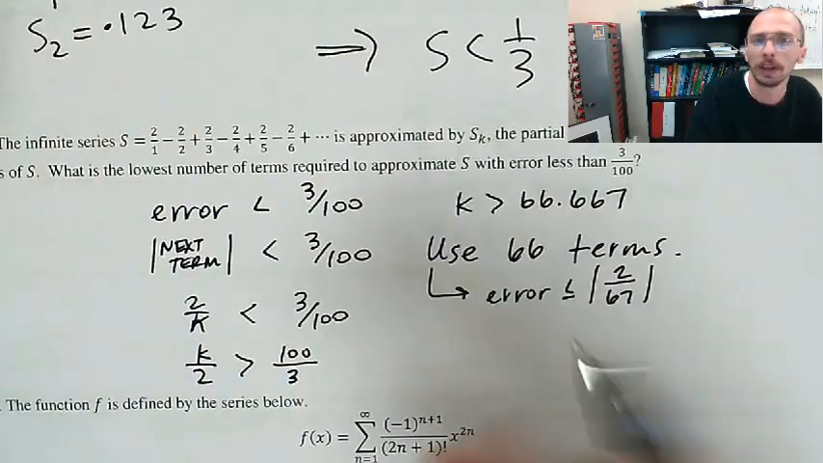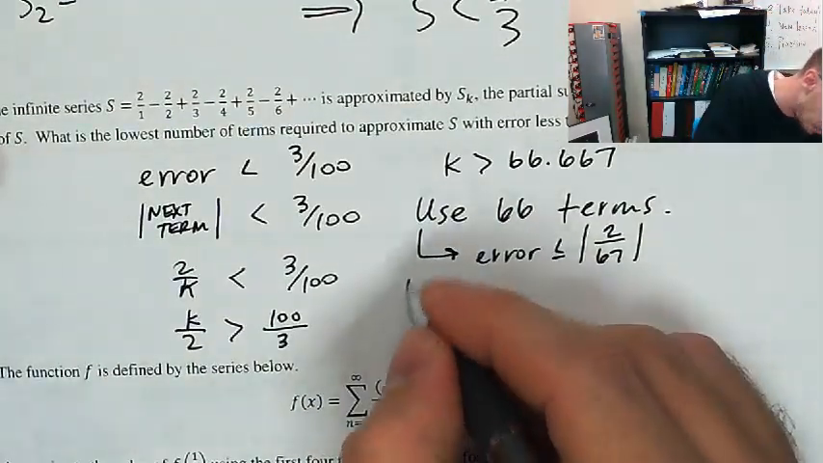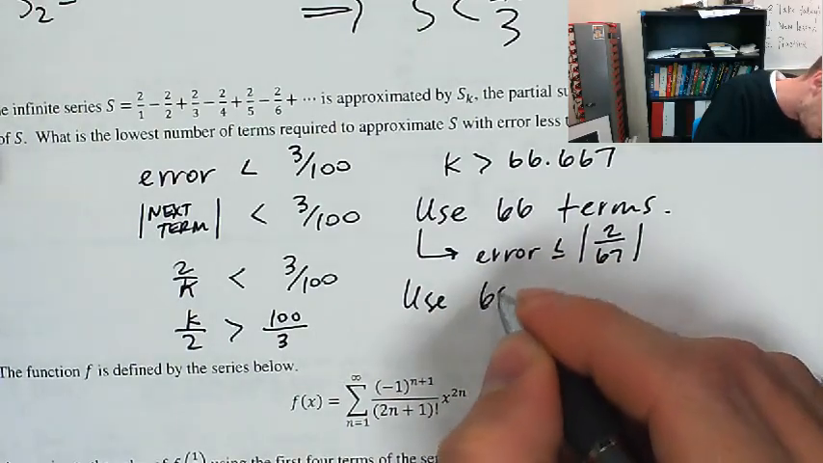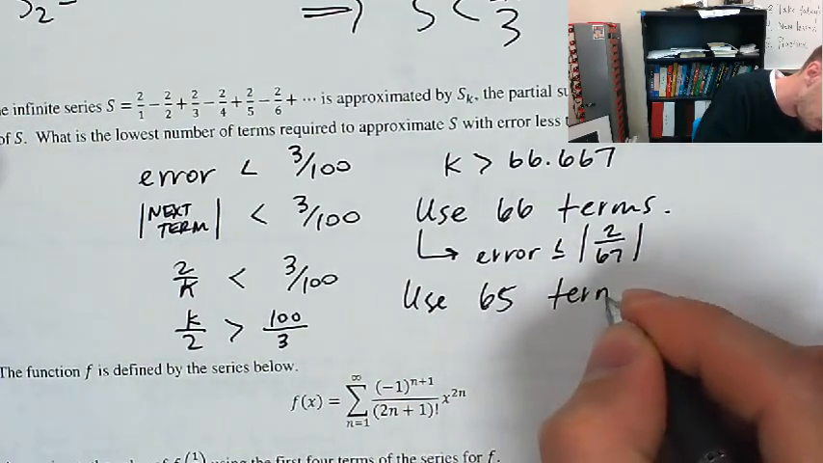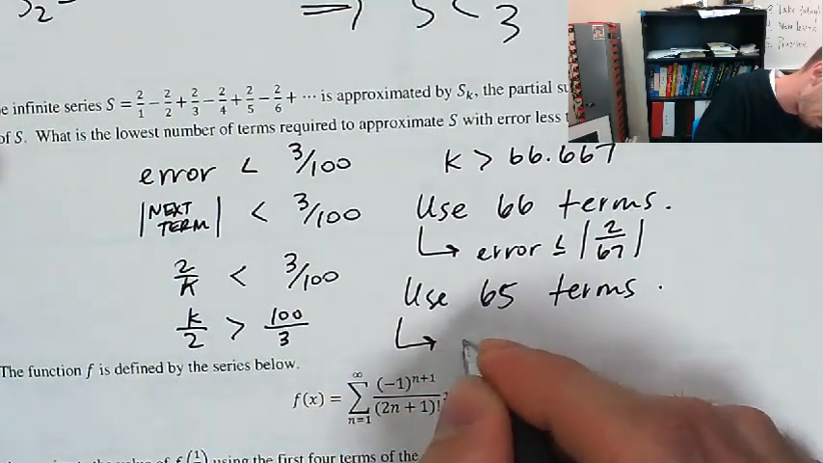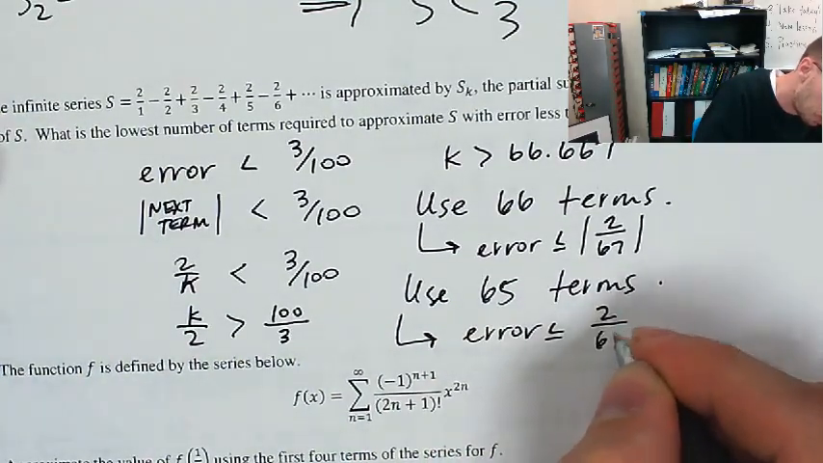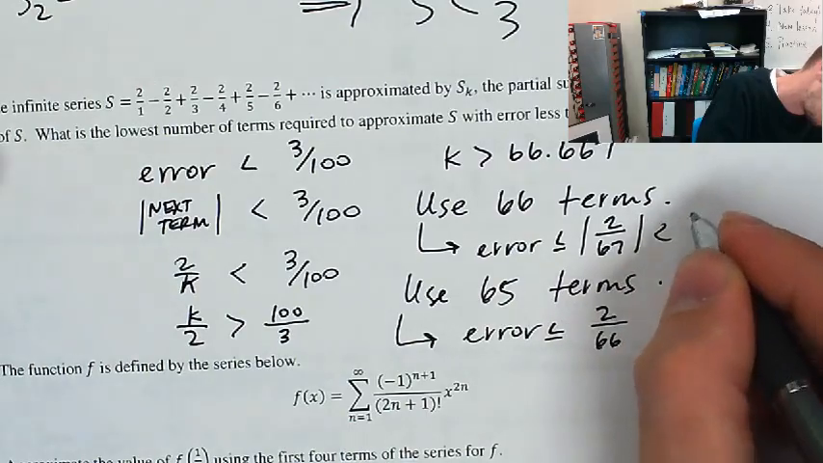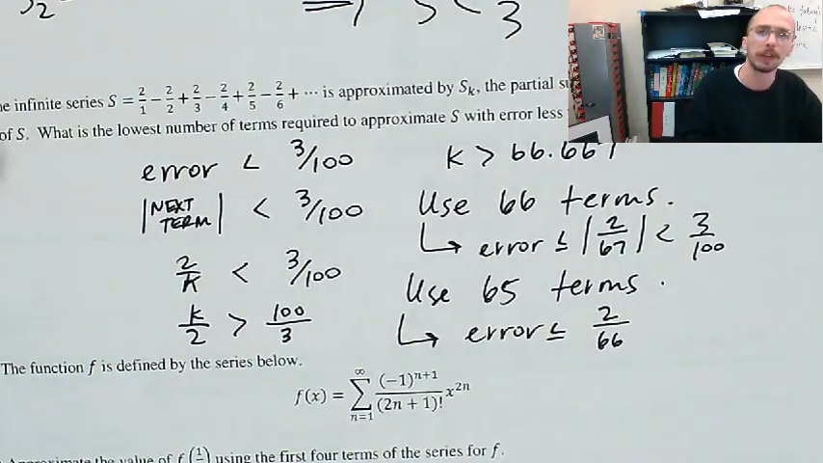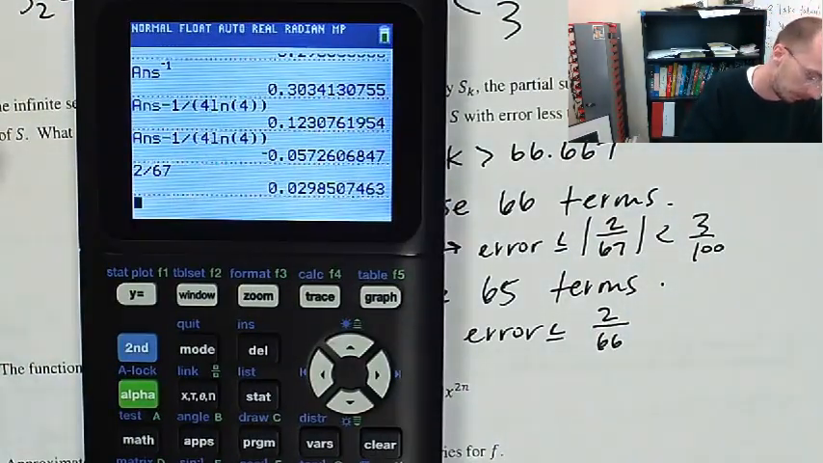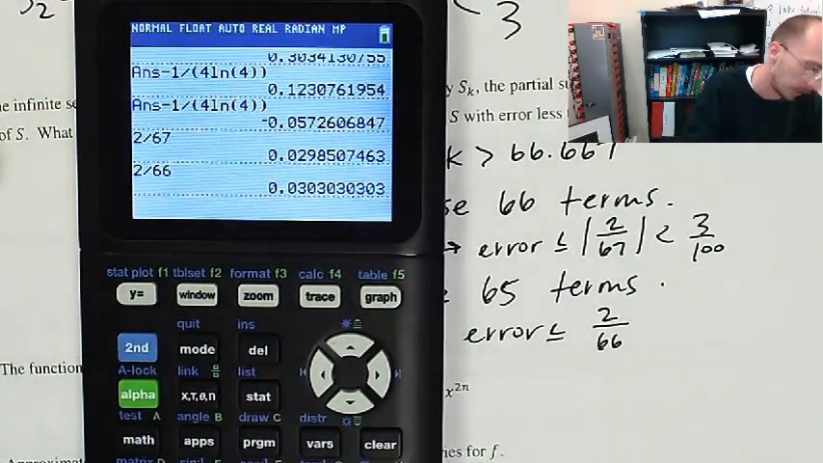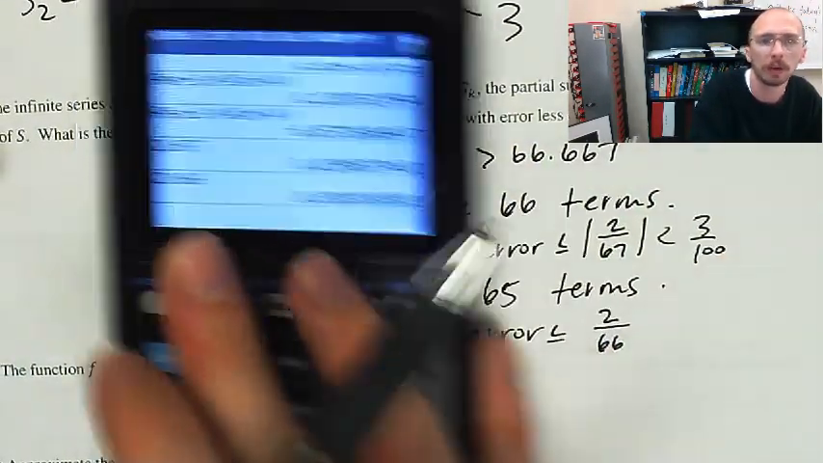Usually I try to get the answer wrong one time. I was thinking about it wrong. Let's use 65 terms. The error is less than or equal to 2/66, and I know that's less than 3/100. I don't think that 2/66 is going to be less. Right, yeah, it's still bigger than 3/100.